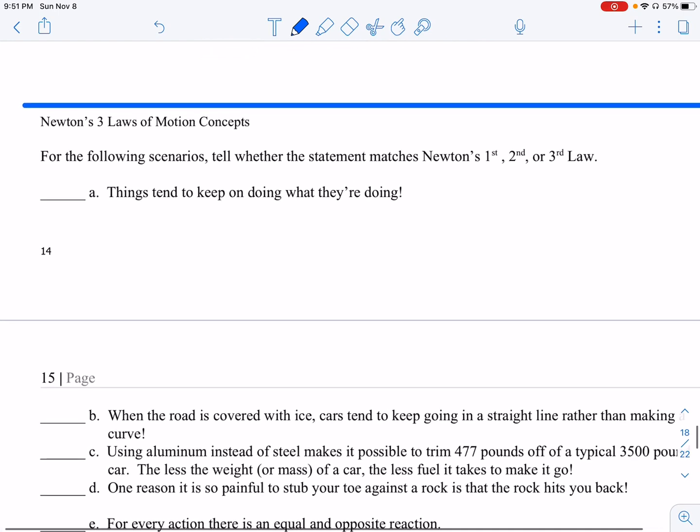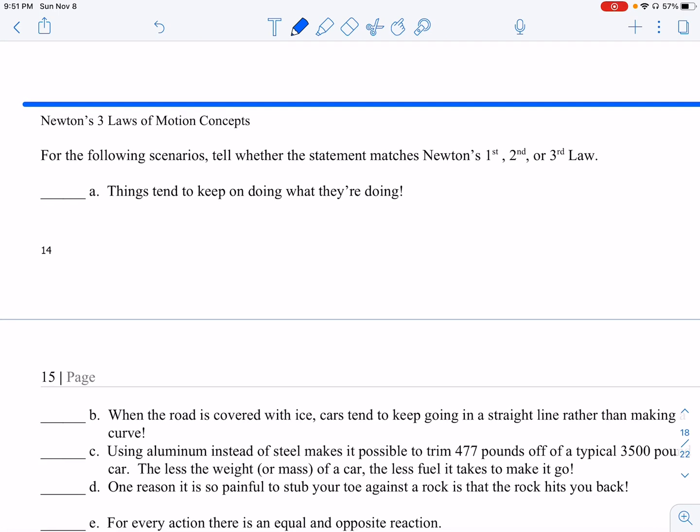Okay, for the following scenarios, tell which of Newton's laws applies. Okay, this is good. This is all conceptual. Things need to keep on doing what they're doing. Object at rest remains at rest. Object in motion remains in motion unless acted upon by an outside force. Okay, so that's the first law.